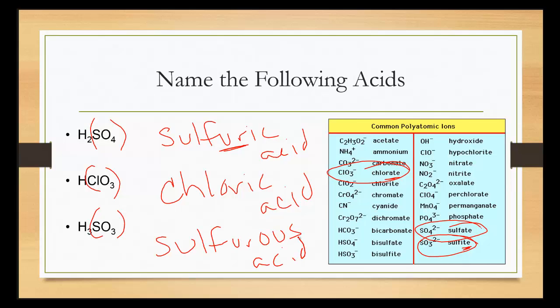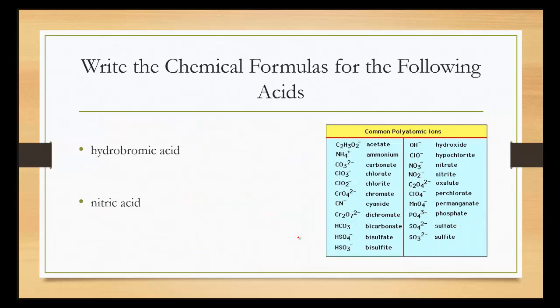Alright, let's try to reverse the process. Hydrobromic acid. Hydro means that it's coming right off the periodic table. So that means we have to look at that stem, the middle of the word. So bromic means bromine.